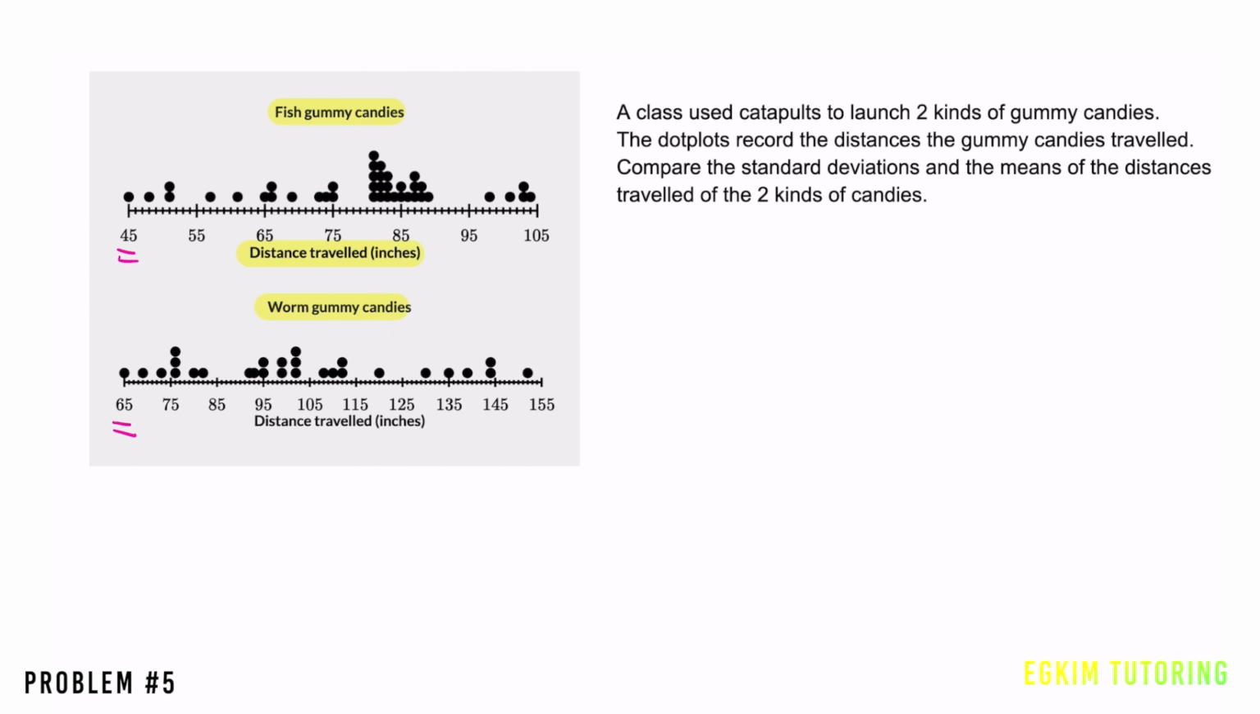It says a class used catapults to launch 2 kinds of gummy candies. The dot plots record the distances the gummy candies traveled. Compare the standard deviations and the means of the distances traveled of the 2 kinds of candies. Let's label the standard deviation for the fish gummies as SF and the mean as MF. And then do something similar for the worm gummies with SW and MW. Then let's make a table where we have fish gummies and worm gummies, and we're going to look at their standard deviations and means.